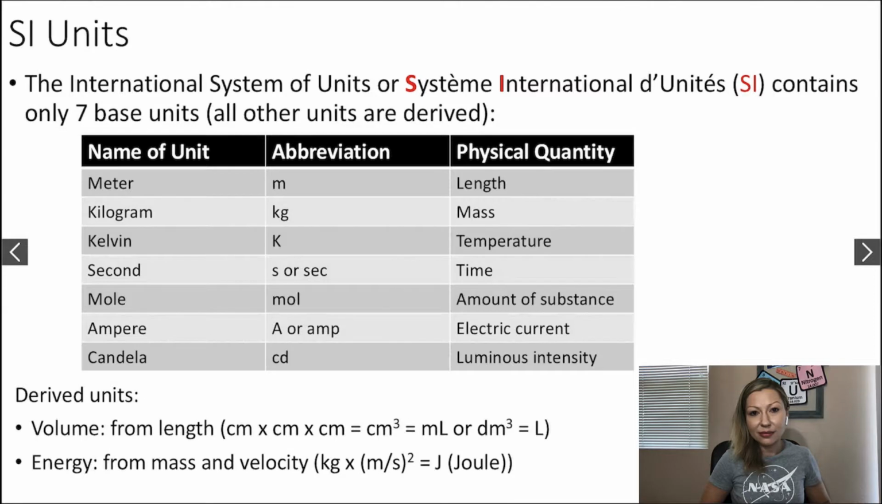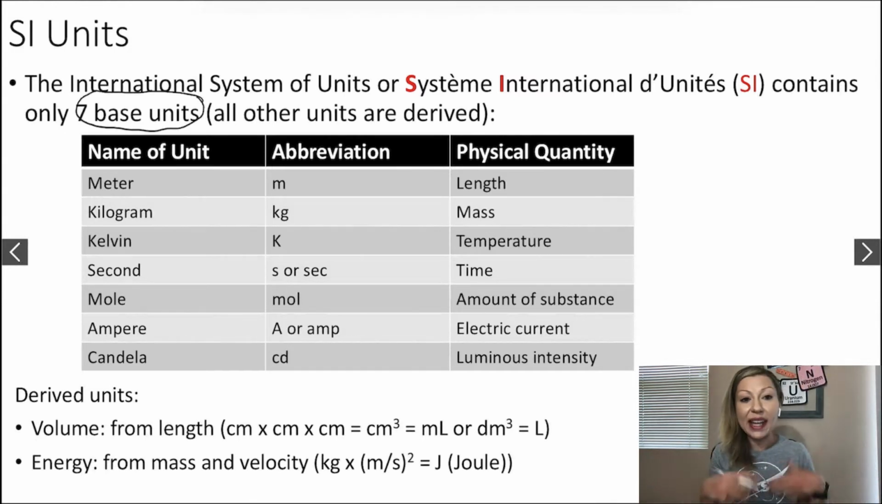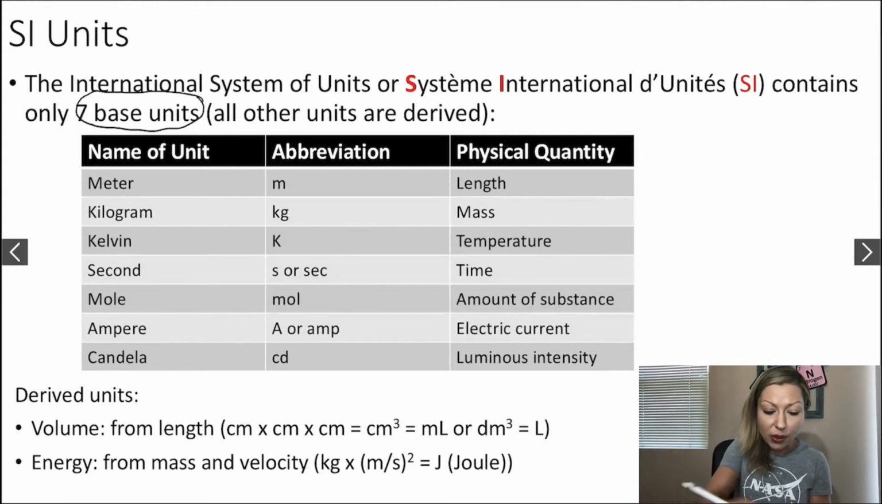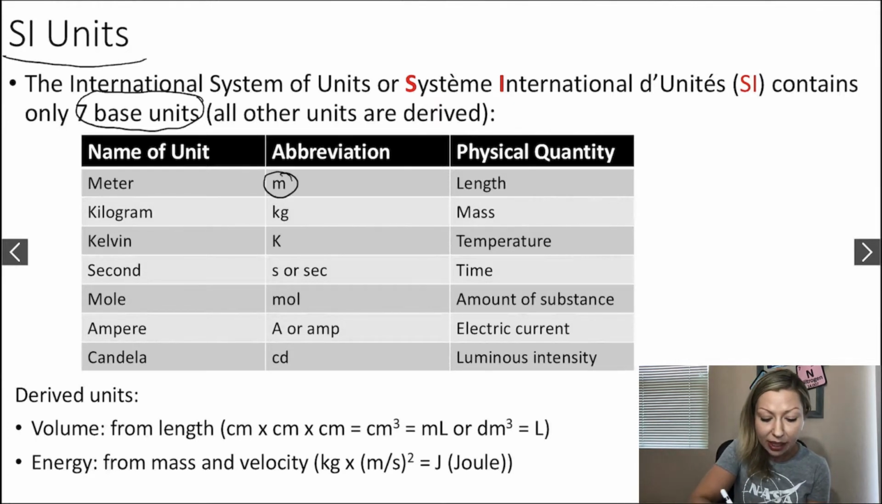So, actually, what's really interesting about units is that based on the international system of units, we only have seven base units, okay? Seven base units, and you can derive all other units based on those, okay? These are also called SI units. Now, the seven base units are meter, kilogram, Kelvin, second, mole, ampere, and candela.